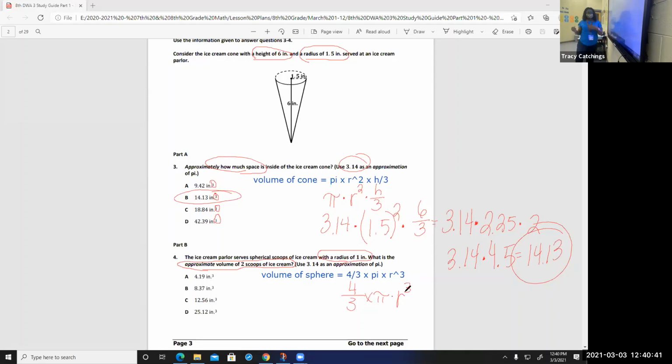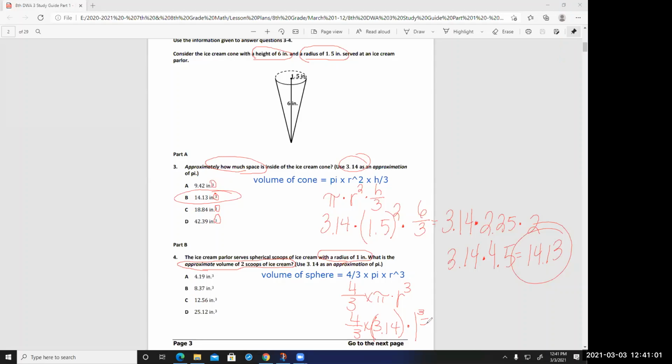So that's what it'll typically look like. All right, so we only need the radius. They told us that radius is 1. What's 1 cubed? 1 times 1 times 1.